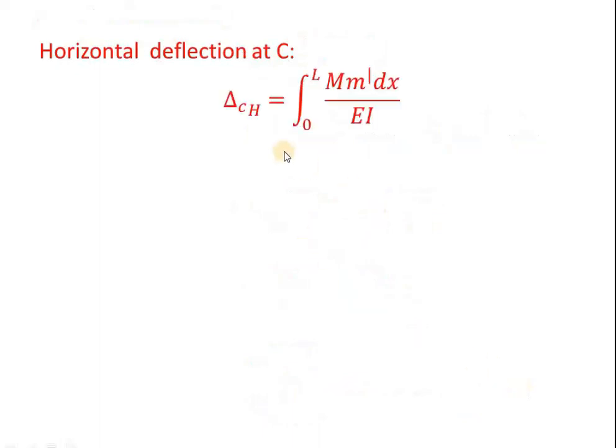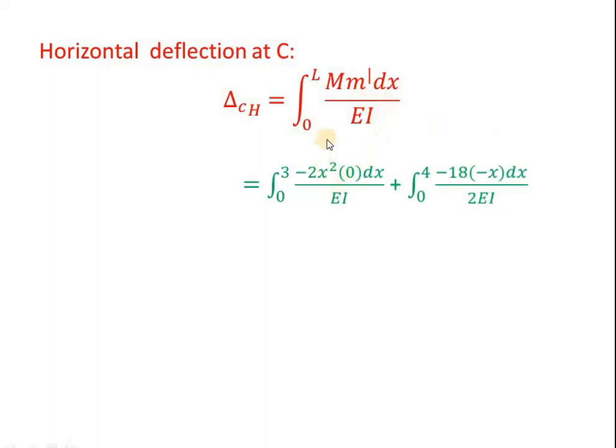Now to get horizontal displacement at C, the formula is integral of M into M dash dx divided by EI. M is the bending moment in various positions due to given loading. M dash is the bending moment in various positions due to unit horizontal load. Now you know that capital M is 4x square by 2, that is minus 2x square. Due to unit horizontal load, bending moment is 0 here, so this whole term will become 0. And here it is minus 18.